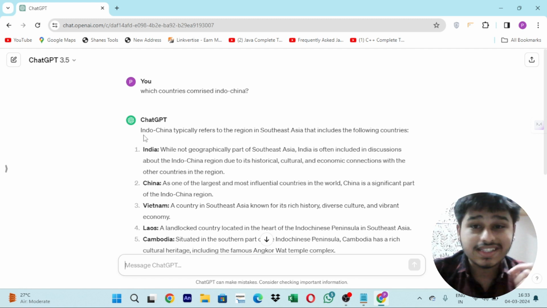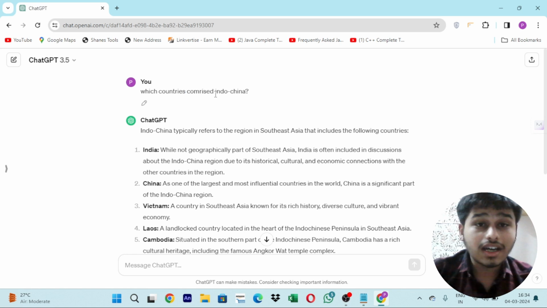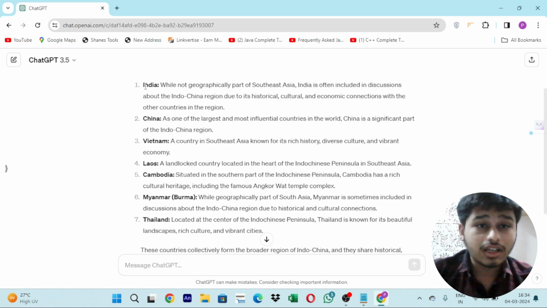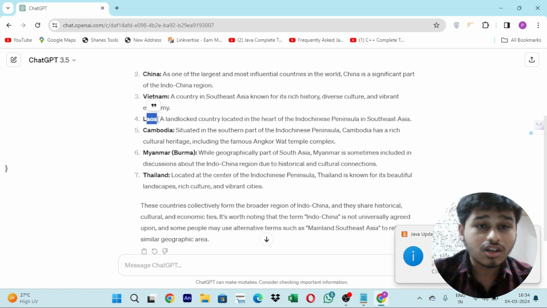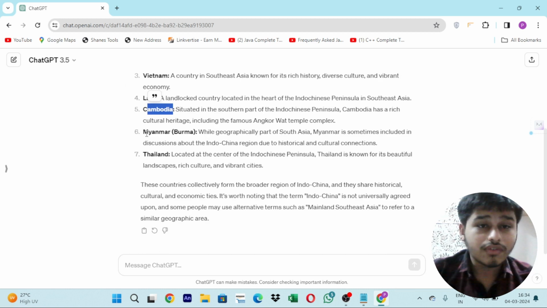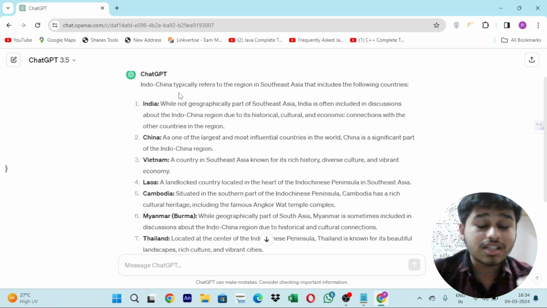So here ChatGPT is giving us the following countries which are comprised in Indochina. So it's India, and China, of course, then Vietnam, Laos, Cambodia, Myanmar, and Thailand. These seven countries are comprised in Indochina. And ChatGPT has given us the answer quickly. It has not taken much time. It has just given us the answer in a few seconds, if you have seen. You can also rewind the video and count the seconds, how many seconds ChatGPT takes to give us this answer.